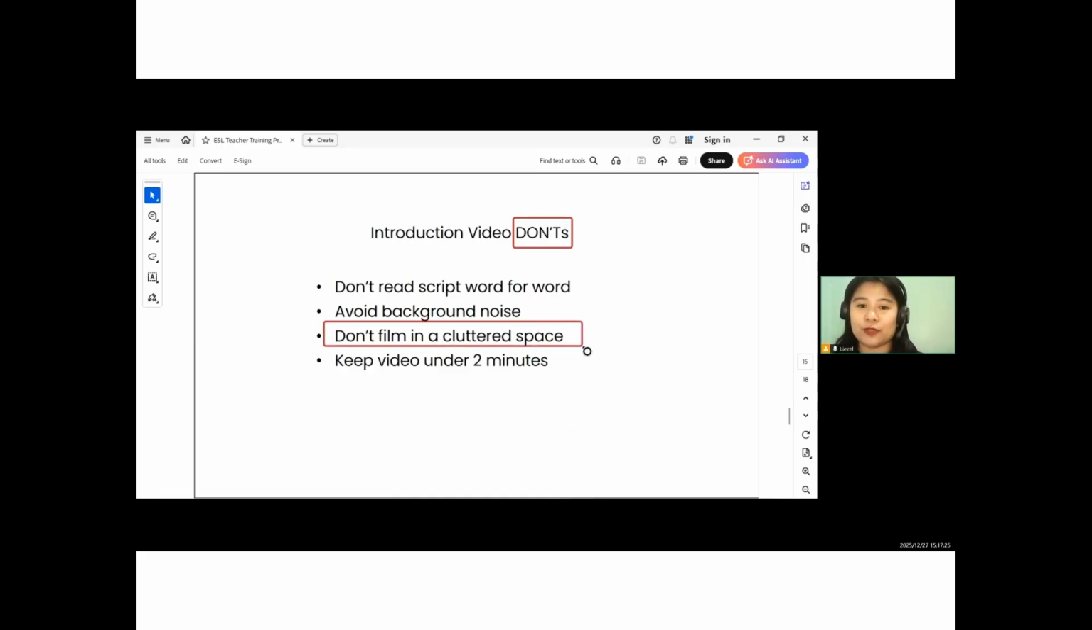Don't film in a cluttered space. We want your introduction video to be filmed in a neat and presentable space. Keep the video under 2 minutes. Make it 1 minute and 30 seconds or 1 minute.